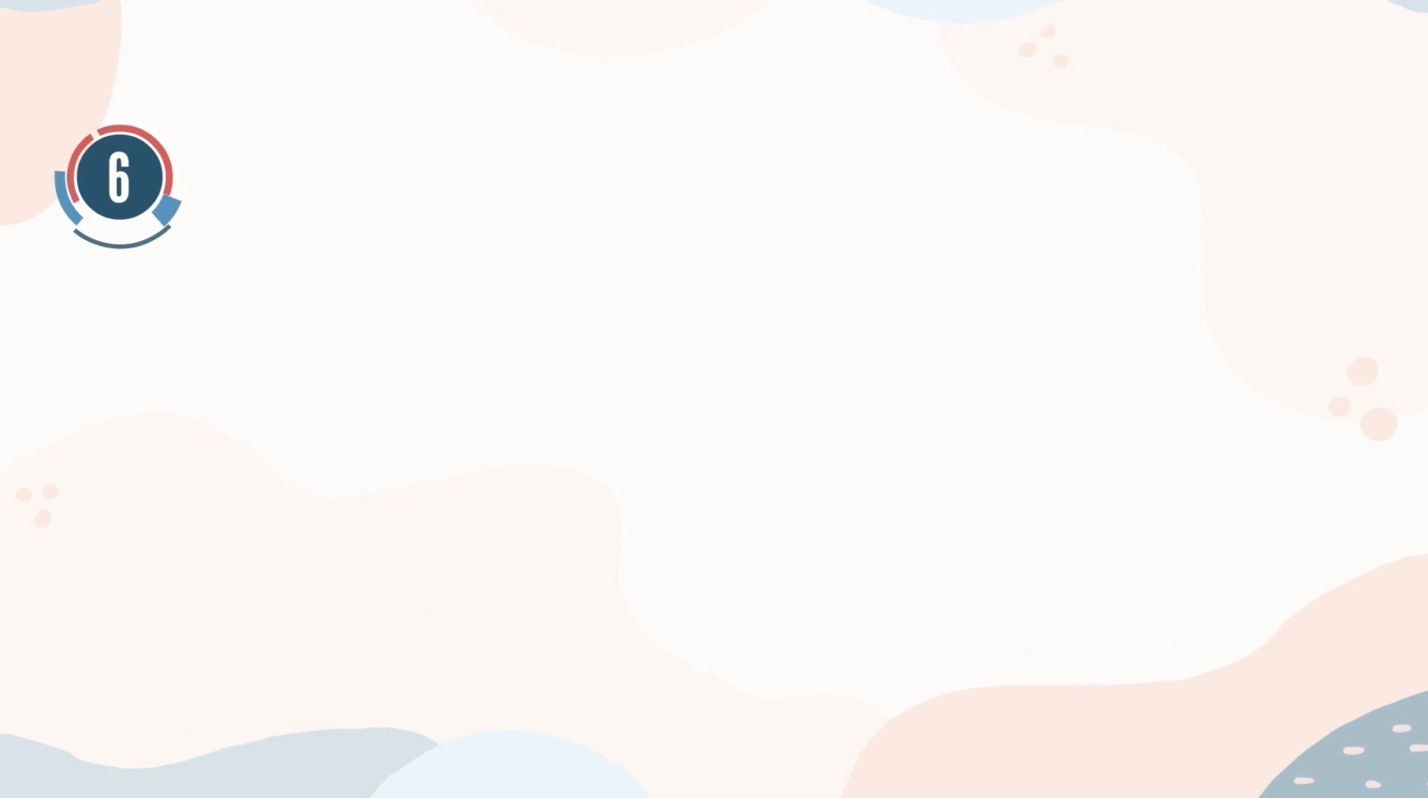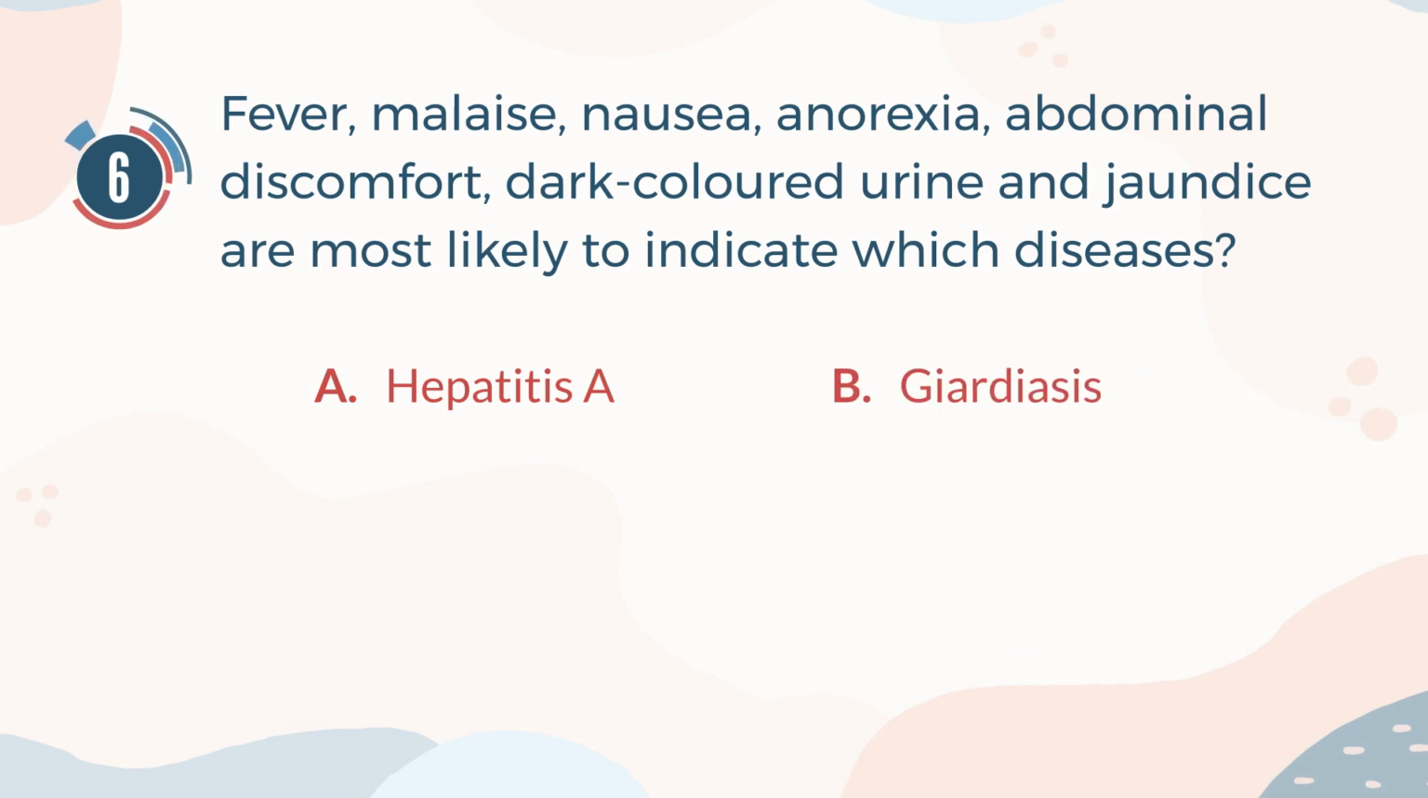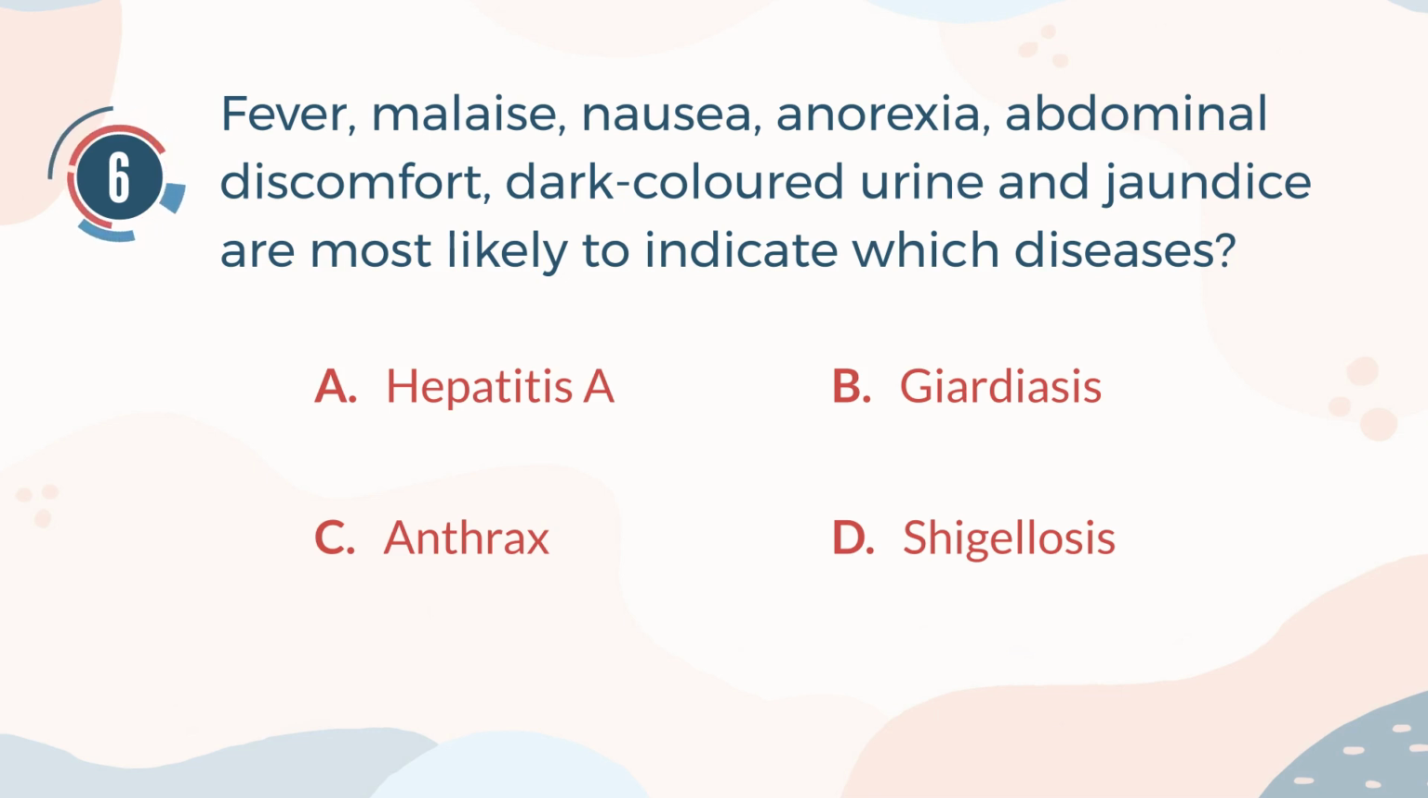Number 6. Fever, malaise, nausea, anorexia, abdominal discomfort, dark-colored urine and jaundice are most likely to indicate which diseases? A. Hepatitis A. B. Giardiasis. C. Anthrax. D. Shigellosis. The correct answer is A.